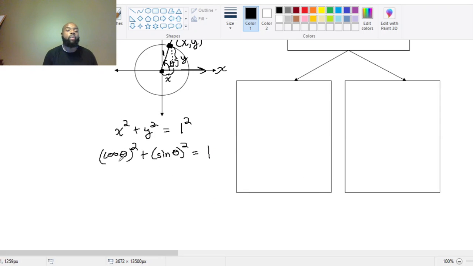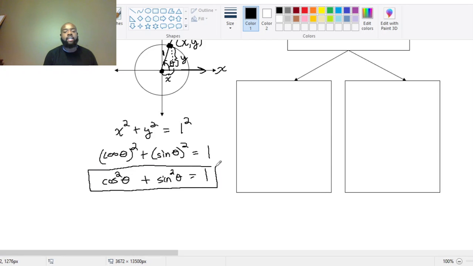Now, we usually don't write it this way when we square a trig function. We write the square as a superscript on the last letter of the abbreviated trig function's name. So cosine squared of theta plus sine squared of theta equals 1. And so this is a Pythagorean identity, right? Normally, people write it as sine squared of theta plus cosine squared of theta equals 1. You can write it that way, you just switch the order.